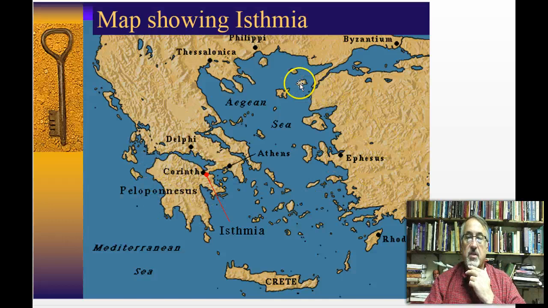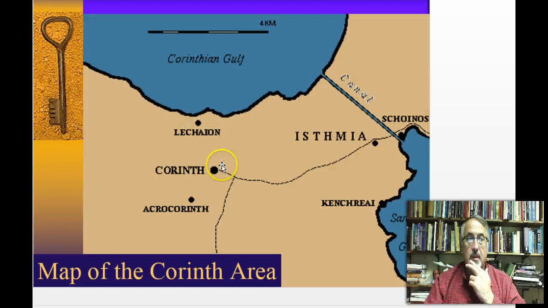He sailed over like this to Thessalonica, then sails down to Athens, and then probably comes overland to Corinth. So here you see a close-up of it. You can see the two harbors of ancient Corinth. You can see the modern canal.